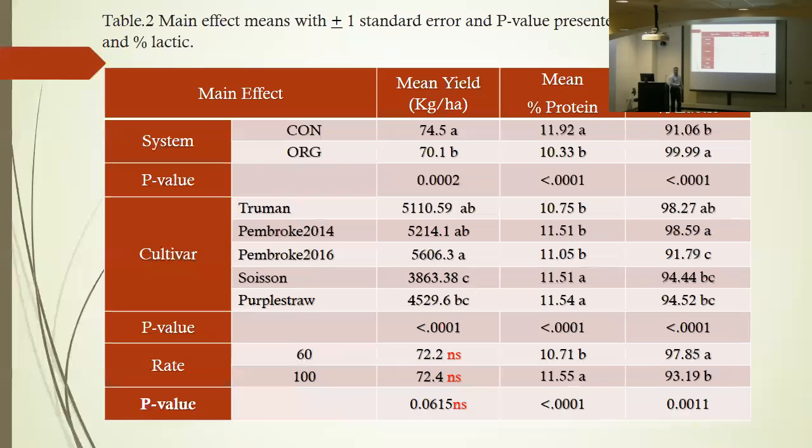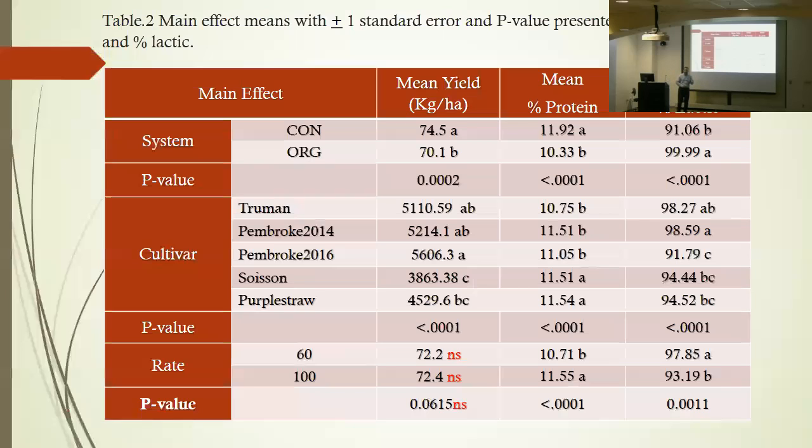Also, as I mentioned earlier, the most important factors for bread wheat quality are the protein content and lactic acid SRC, which is solvent retention capacity, or we can say gluten strength. And we also have a really cool story about the organic system in terms of lactic acid or gluten characteristics.